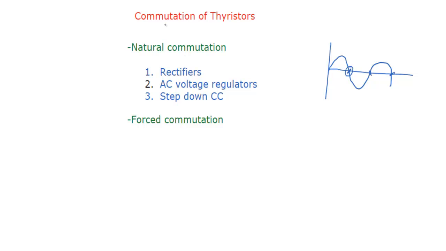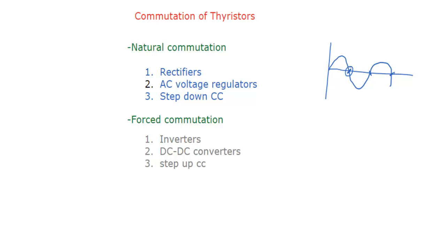This force commutation will happen in inverters, DC to DC converters, or DC choppers. Then step up cycle converters. Okay, cycle converters, step up cycle converters, DC to DC converters, and inverters.